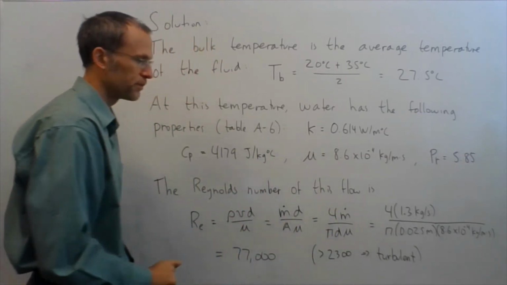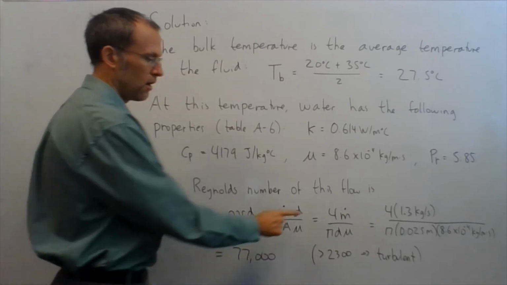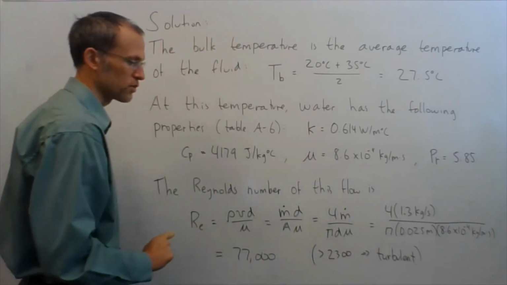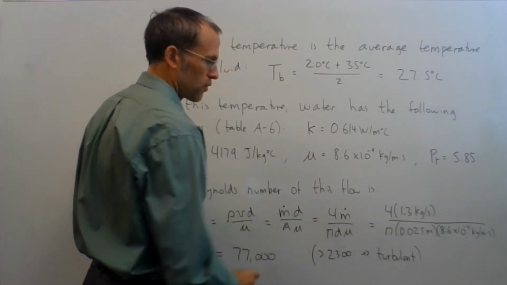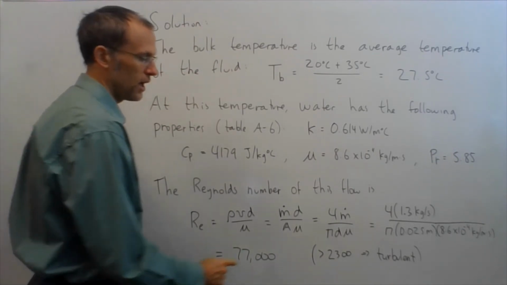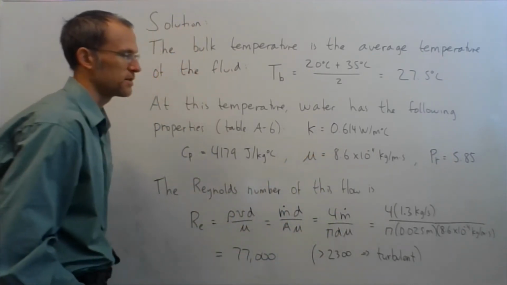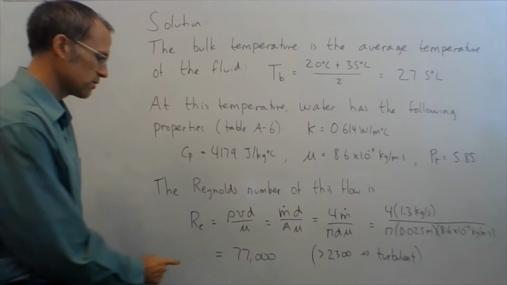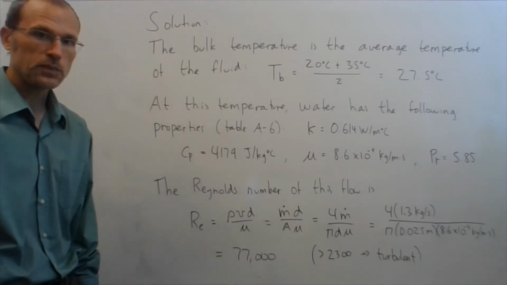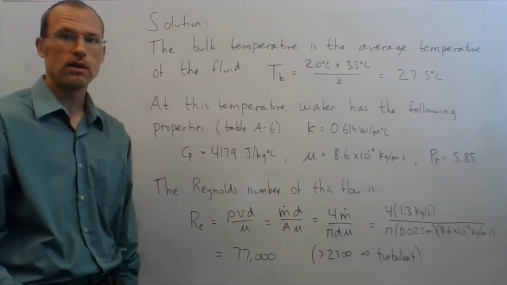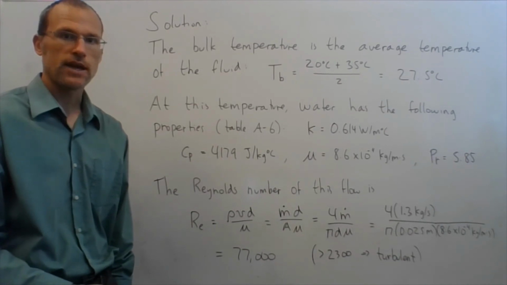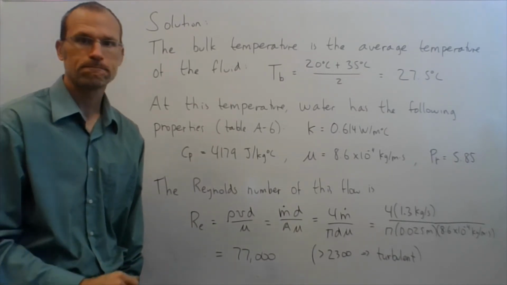over pi d mu. So plugging those numbers in, 4 times 1.3 kilograms per second, pi, diameter of 0.025 meters, and this viscosity of 8.6 times 10 to the negative 4 gives me a Reynolds number of 77,000. 77,000 is bigger than 2300, so because of that, this flow is turbulent.